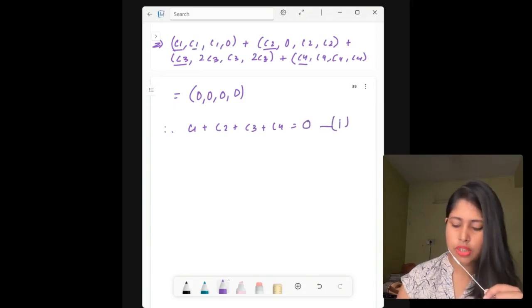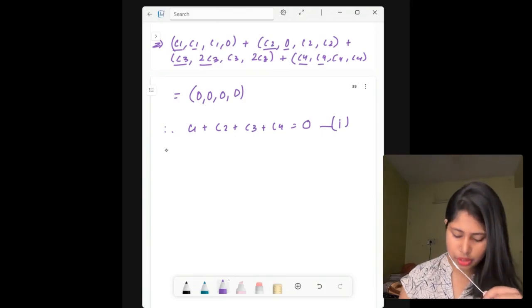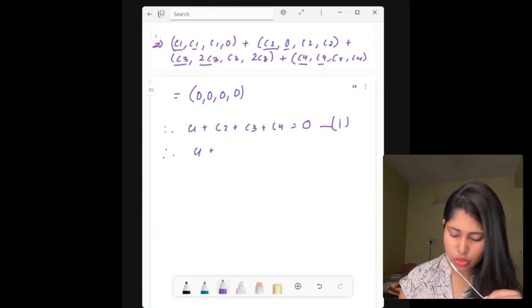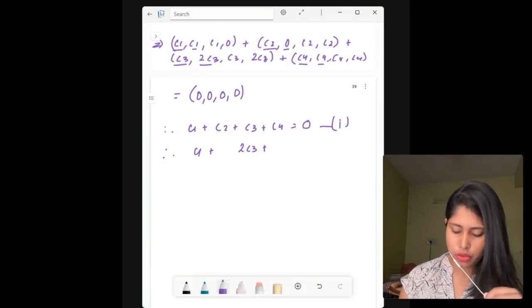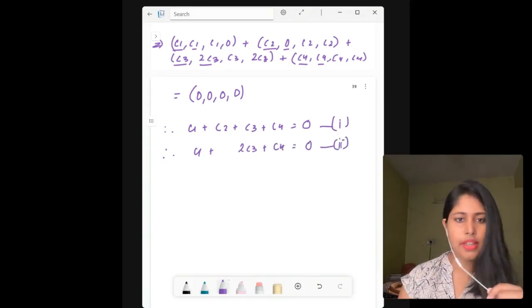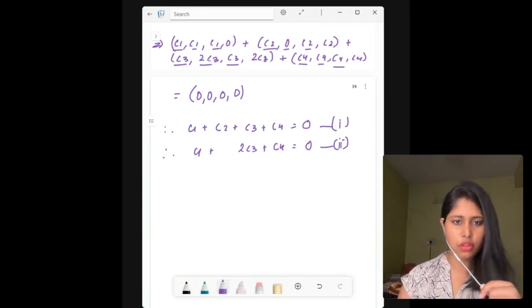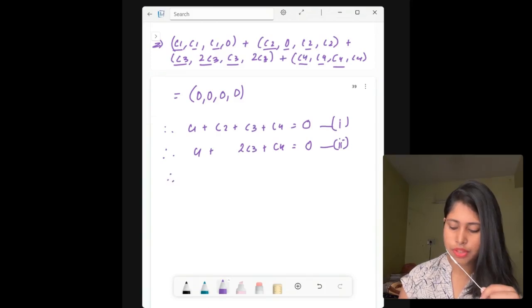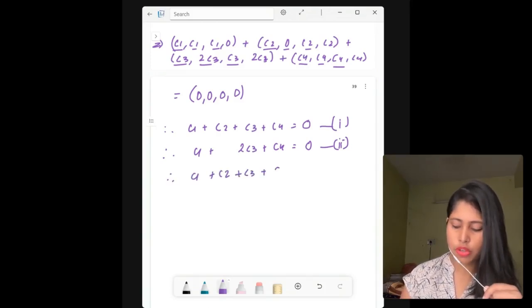Next is C1 plus 0 plus 2C3 plus C4, right? So write that down. C1 plus 2C3 plus C4 is equal to 0. This is our second equation. Next is what? C1 plus C2 plus C3 plus C4, right? So therefore C1 plus C2 plus C3 plus C4 is equal to 0. This is our third equation.